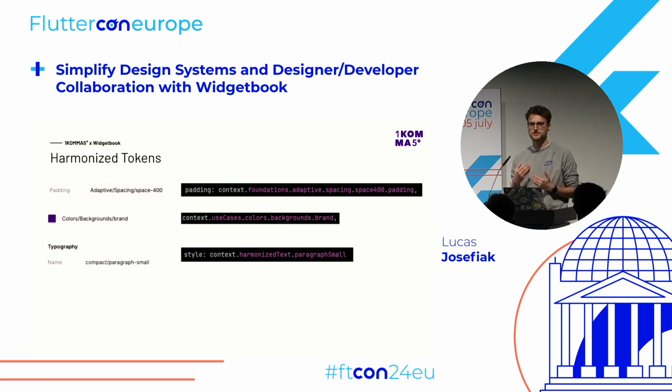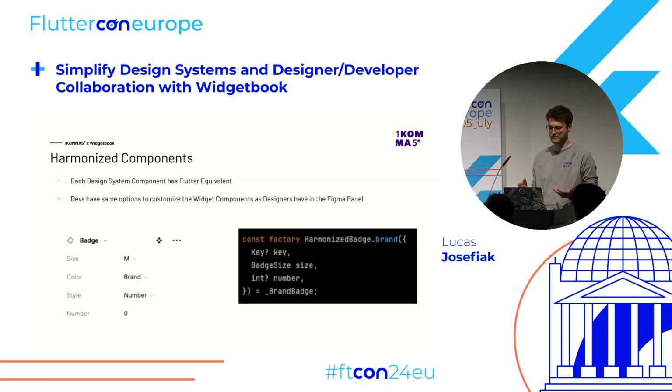And this makes it super, super quick to see a design in Figma and translate this, because you don't have to think, okay, this is a space 400 token, okay, this is 16 pixels, so what is 16 pixels in our code size? It's the same path. And the same goes for components.